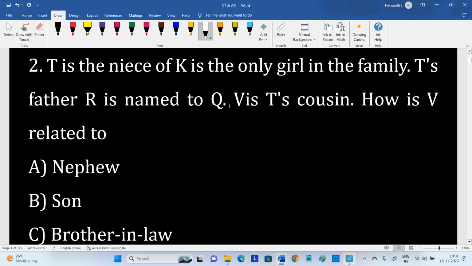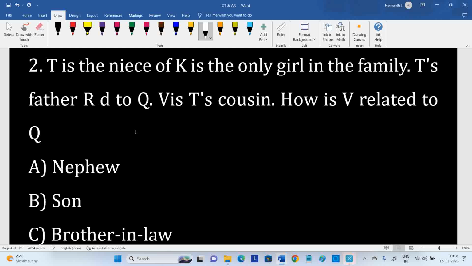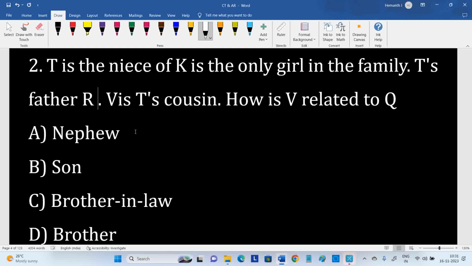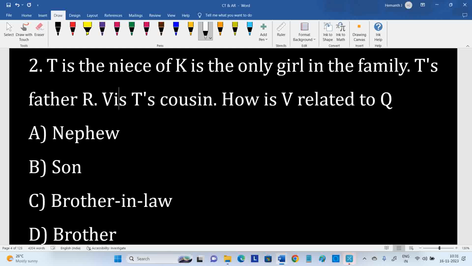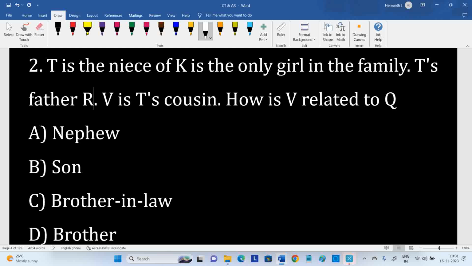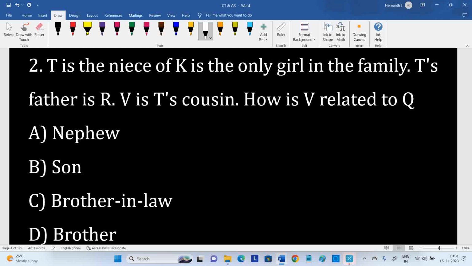Okay, might be one moment. T's father R. There is some type error. I think how is V related to Q? Yeah, this might be the question. So we'll see that. Okay.